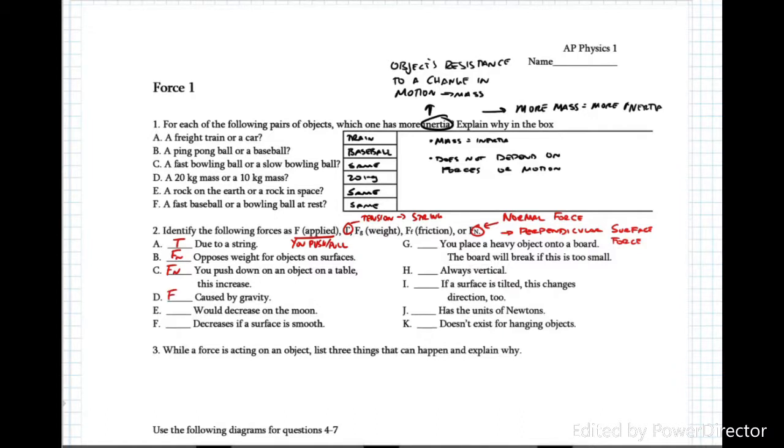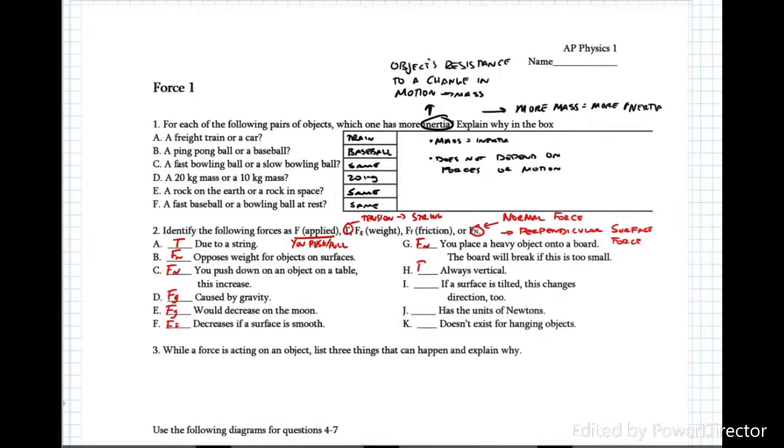Weight is caused by gravity. When we do gravity, I always want to do mg, because that's how we're going to find the force of gravity. It will decrease on the moon. Put a heavy object on a board and the board breaks. Normal force is a surface's ability to support an object. If you exceed the maximum normal force available, the surface is going to break.